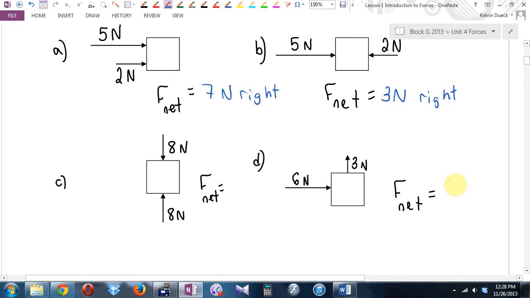C. What do you think the net force is here? 0. That's going to become a hugely important situation. If I know my net force is 0, that lets me make a lot of assumptions, and there's an easy way to tell if something's net force is 0. We'll talk about that. What about D?